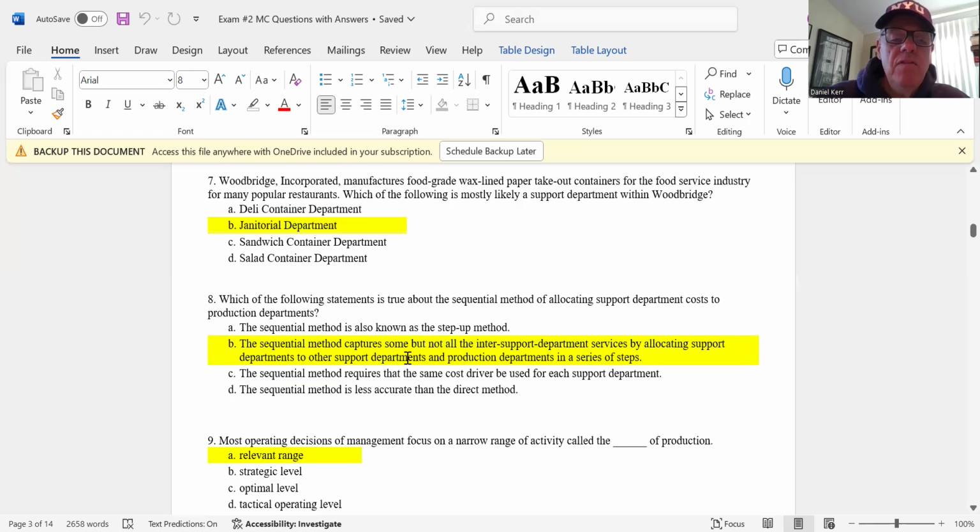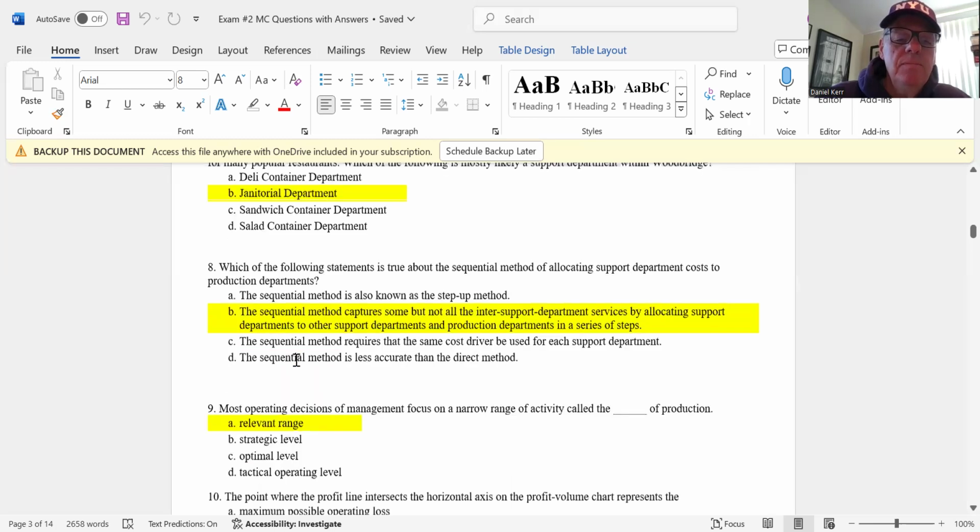So the sequential method, if you've got, say, 2 support departments, janitorial and cafeteria, first we'll allocate janitorial to cafeteria, and then we'll take the expanded amount of cafeteria cost, which includes the original cost plus their allocation of the janitorial cost, and then we'll apply those to the others. So we capture some, but not all of the interdepartment service costs by allocating support departments and production departments in a series of steps. So that is the sequential method. We know the most accurate method, which we didn't go over because it's too complicated to cover in this course, we just don't have the time, would be the reciprocal method.